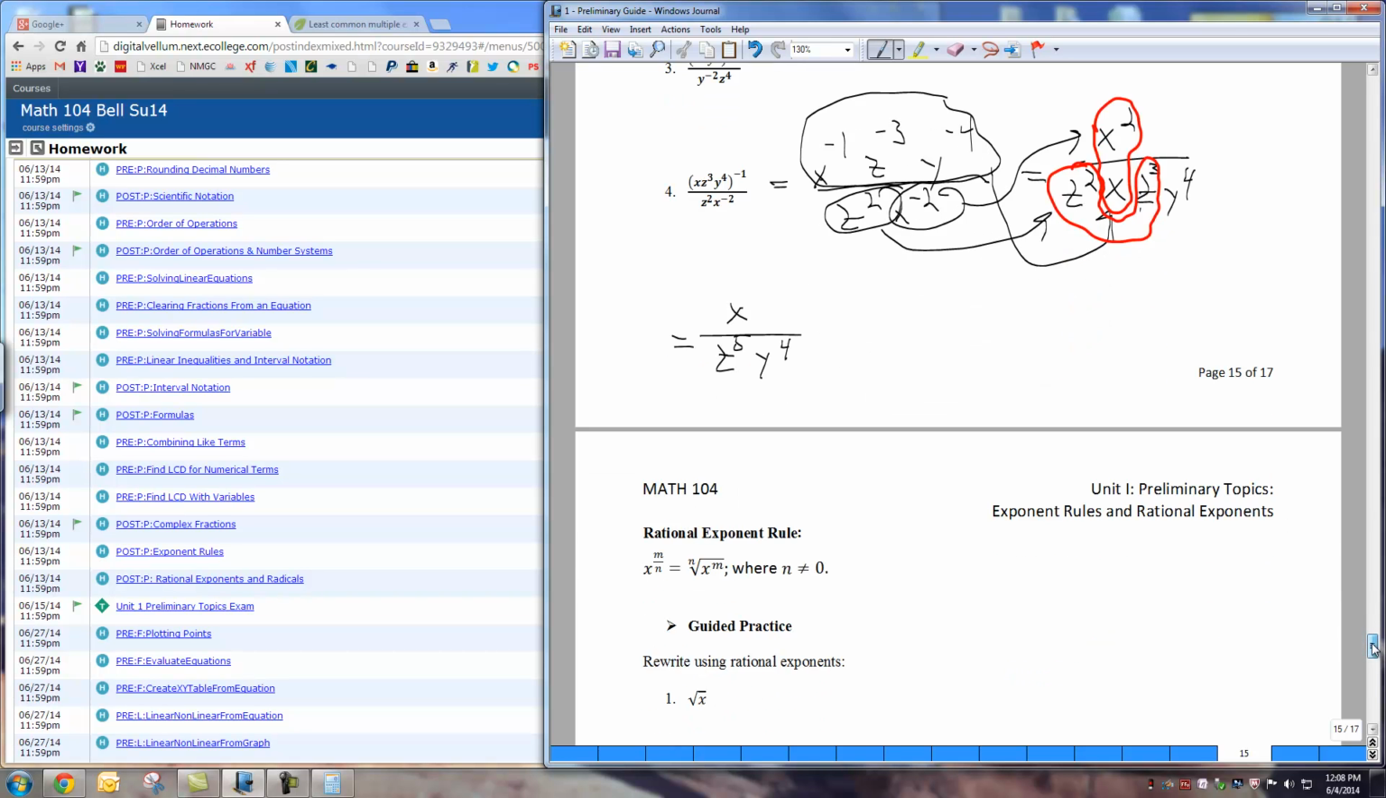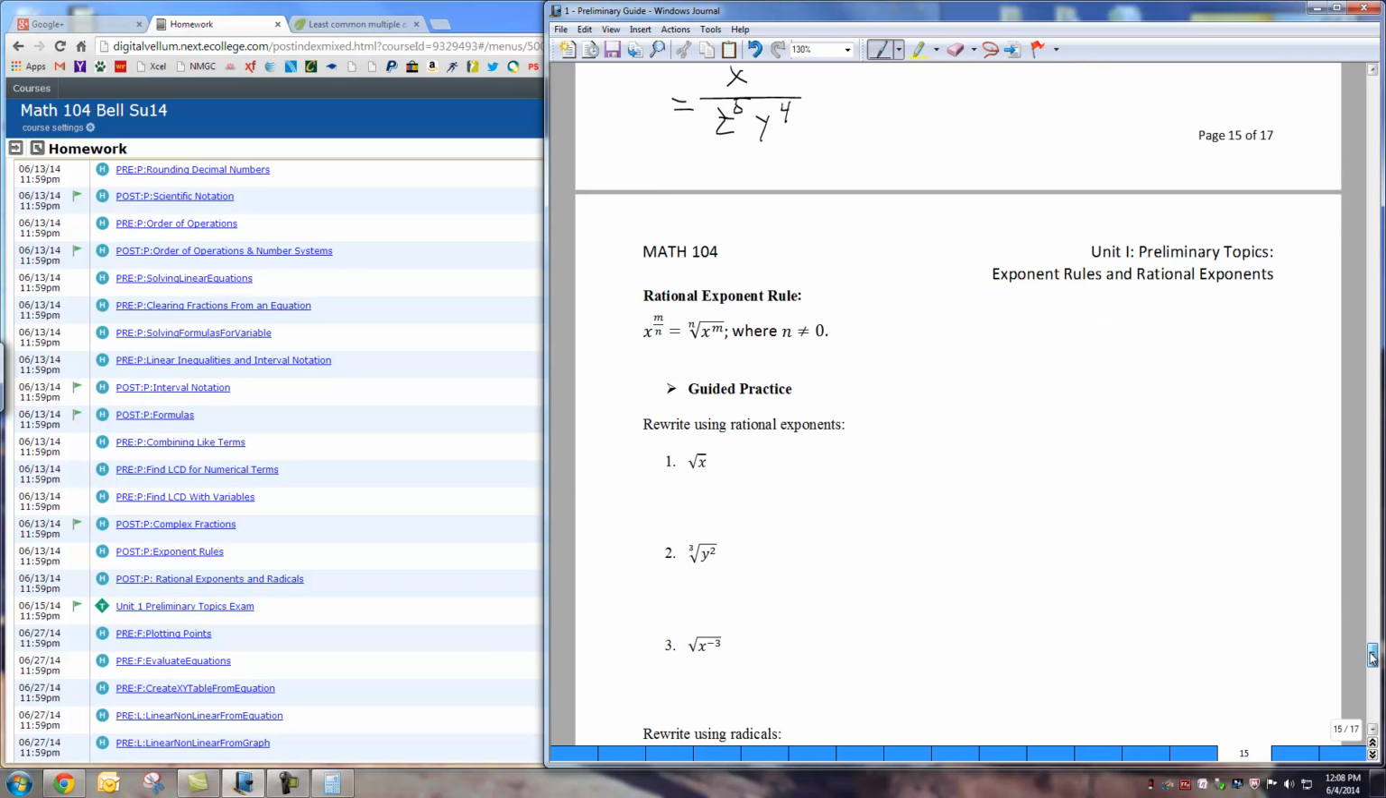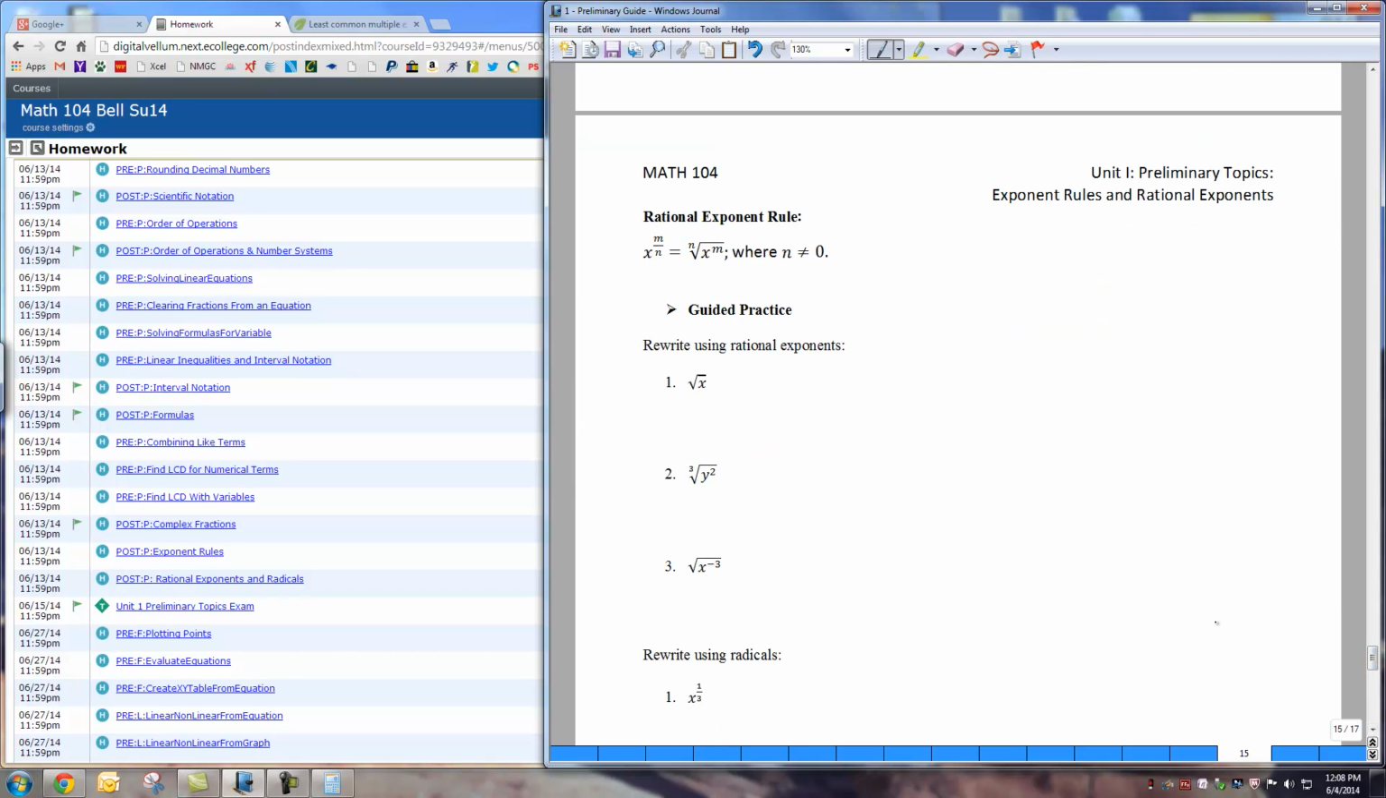All right. There's one more exponent rule, and that is what's called rational exponents. Notice here that m is the same as the power from the previous examples. It stays as an exponent. It's the denominator of the exponent that's important. It becomes the index on the radical.